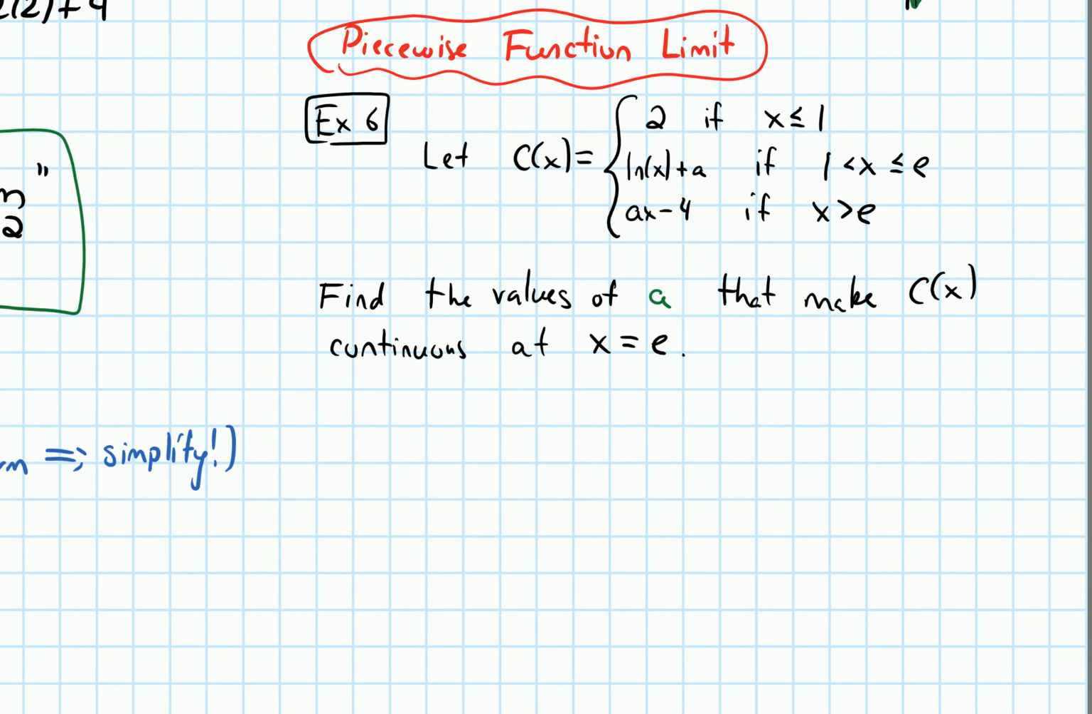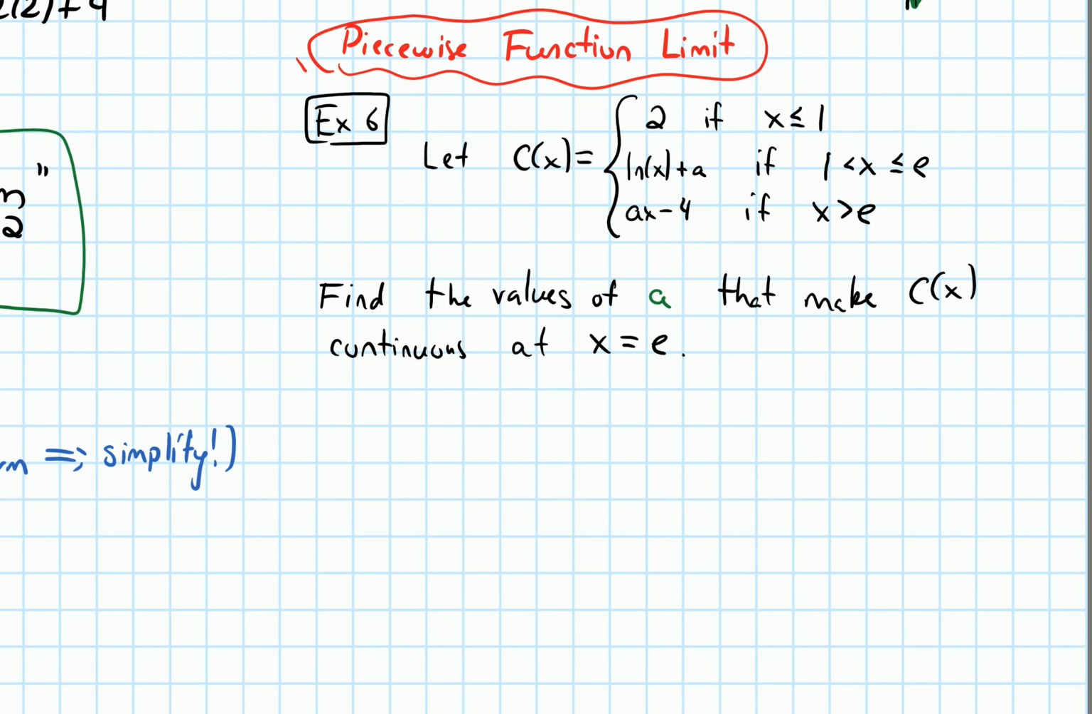In this video, we are going to do a piecewise function example involving limits. So I have this piecewise function, c of x, and the problem is I want to find the values of a, so notice in two of these pieces I have this unknown a, that make c of x continuous at x equals e. So I want to find the values of a that make my function continuous at this point.